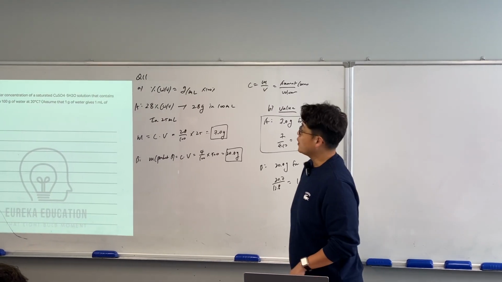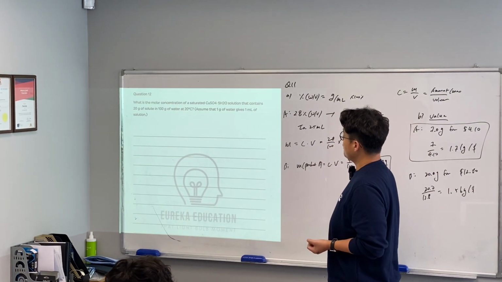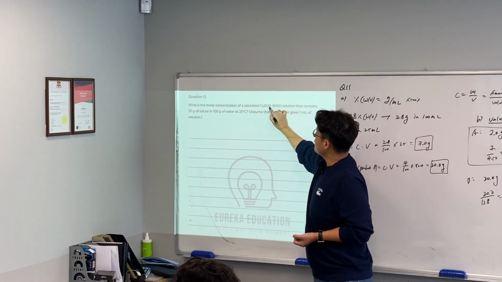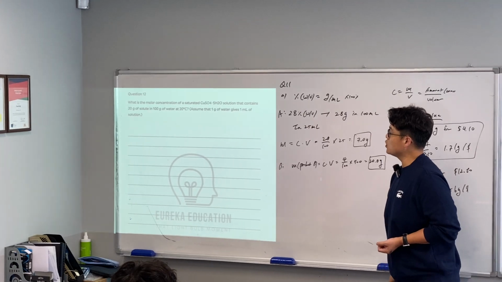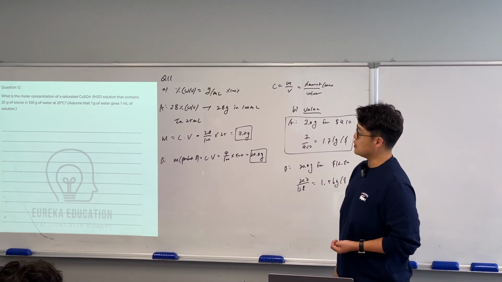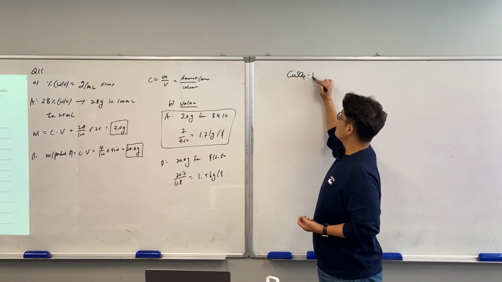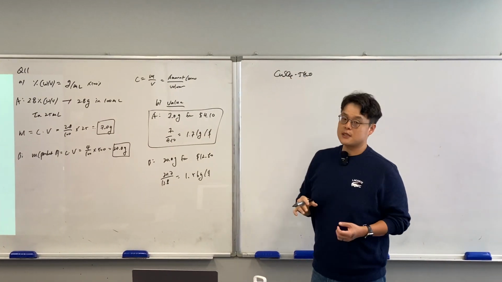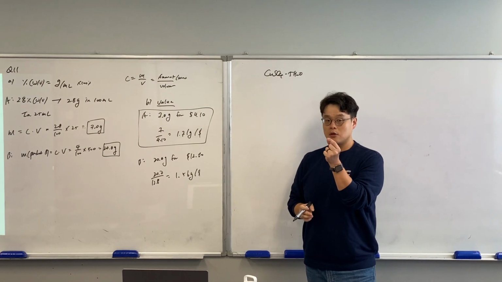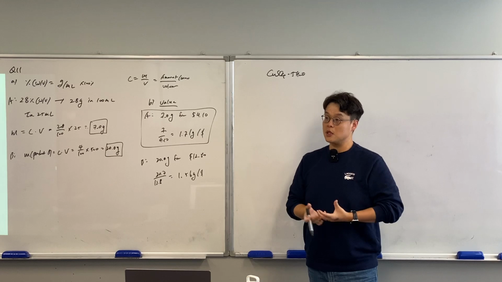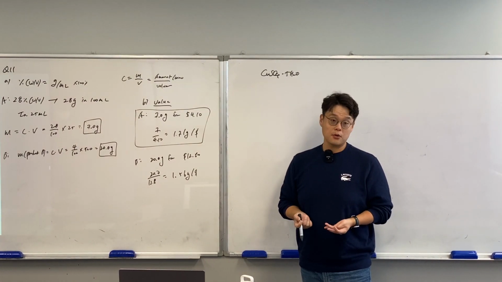Next one. We have the molar concentration of saturated copper sulfate. So CuSO4, the small letters by the way should be a typo, and 5H2O solution that contains 20 grams of solute in 100 grams of water at 20 degrees Celsius. This is basically known as hydrated copper sulfate. It means that each particle of copper sulfate contains a bit of water molecules, so it's not really pure copper sulfate.